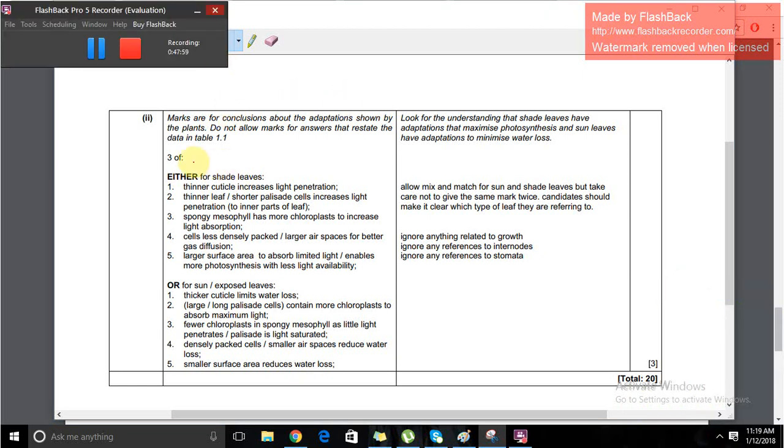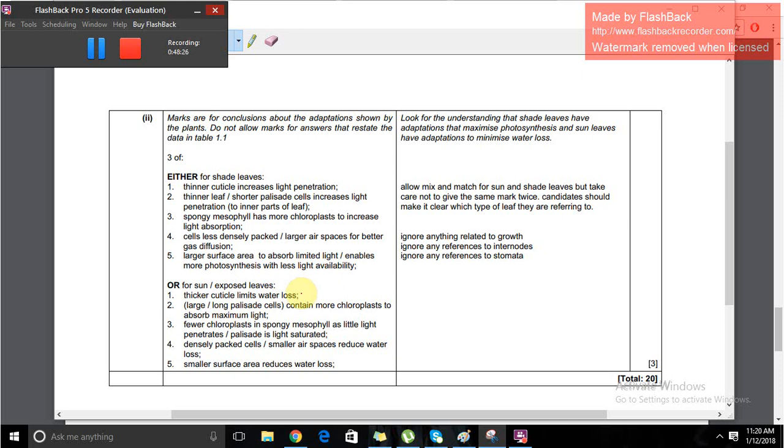So 3 off, either this or not. Thinner cuticle increases light penetration. Thinner leaf, shorter palisade cells increase light penetration. Spongy mesophyll have more chloroplasts to increase light absorption. Cells are less densely packed. I didn't write any of this, but this is right.